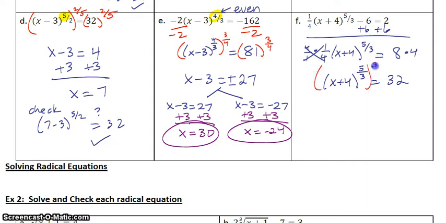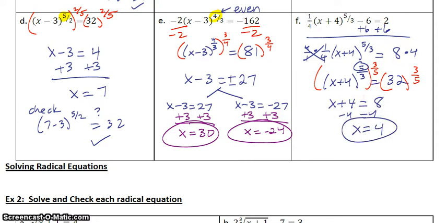So I'm going to take the 3/5 exponent of both sides, and yay, my original problem was odd, so I don't have to worry about the plus or minus thing. So I just have x plus 4 equals 8, and then I can subtract 4 from both sides, so x equals 4. Again, pause and write that all down if you need to.